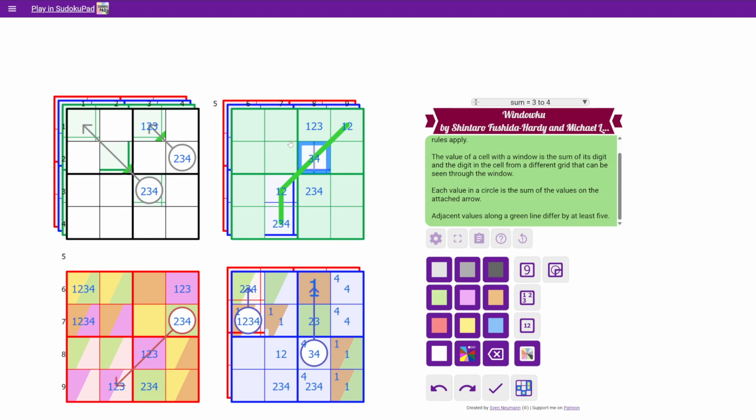This number. Oh wait, if these were the same number, they would go there. And then this one would go there. And this one would go there. So I mean, we still have the option of a small 1, 3 or 2, 3, and that would be totally fine.